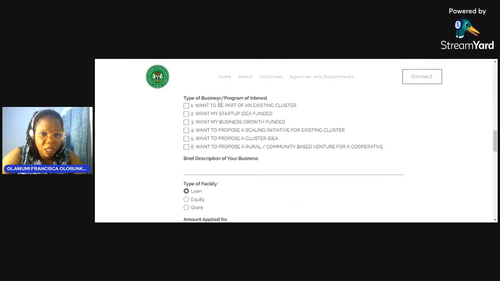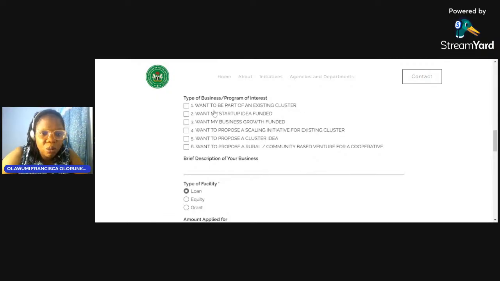Then the type of business or program interest. You want to be a part of an existing cluster. So there are some existing clusters of businesses that already exist under this portal for these applications. So you want to be a part of them. Say, for example, fish pond farmers, they have their cluster. If you want to be part of them, you can select number one.